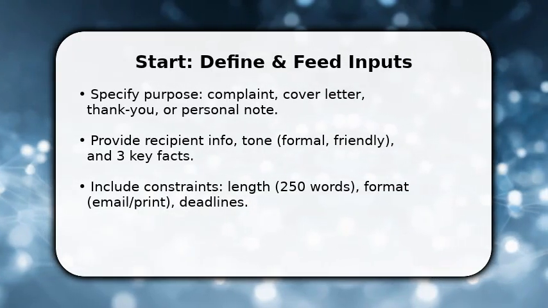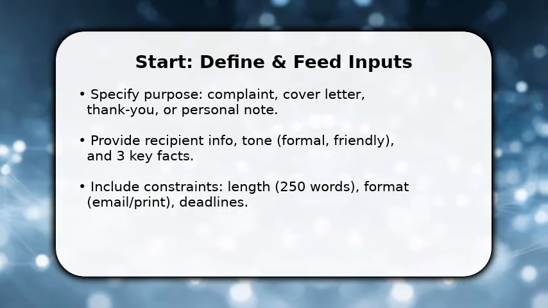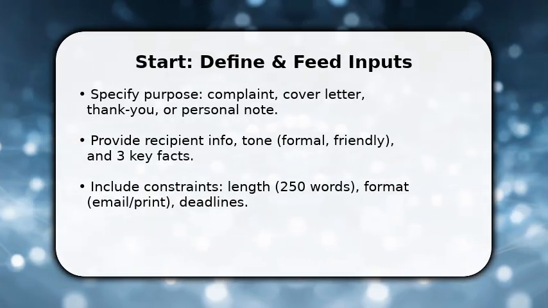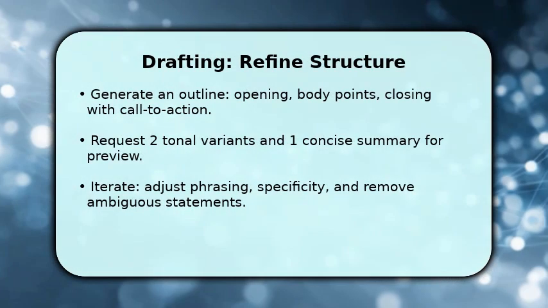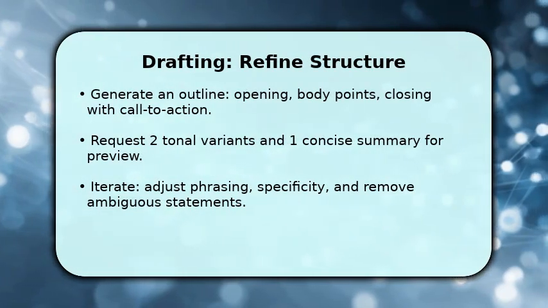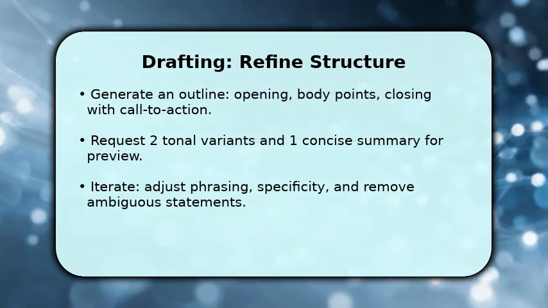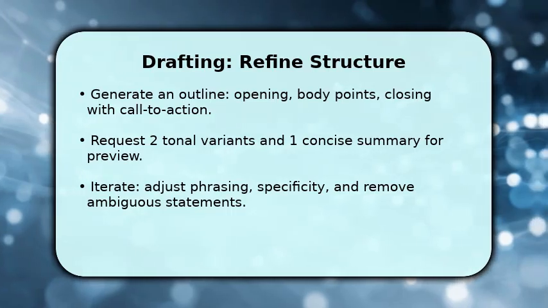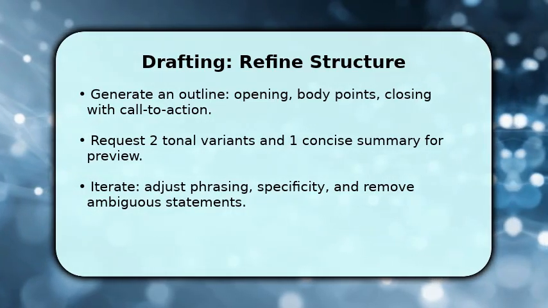Make sure to label sensitive points and preferred examples because the model will mirror them and save you revision time later. You now transform the outline into a full draft by asking the AI to expand each section with concrete details and transitions. This helps flow and preserves intent.